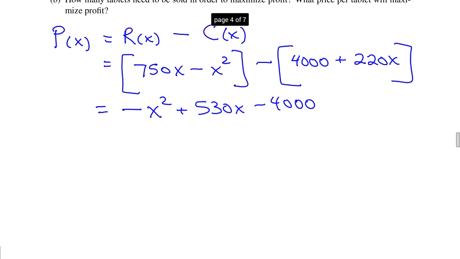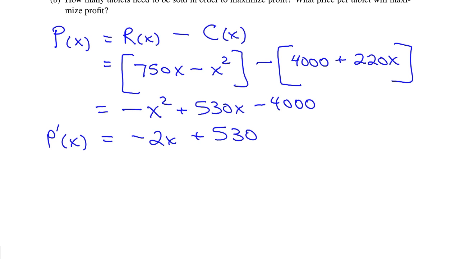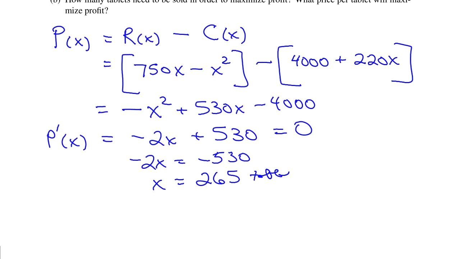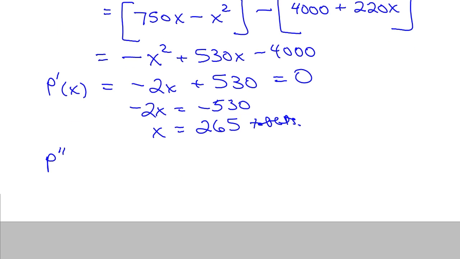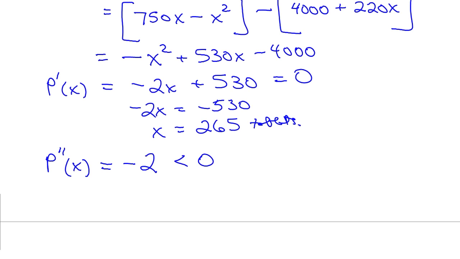Again, we want the maximum, so we take the derivative to find the critical values. Set that equal to 0. So negative 2x is equal to negative 530, or x is equal to 265 tablets. Verify that this is in fact a maximum by taking the second derivative. Second derivative is negative 2. Again, same reasoning. It's negative, which means P is concave down, which implies we have a maximum.